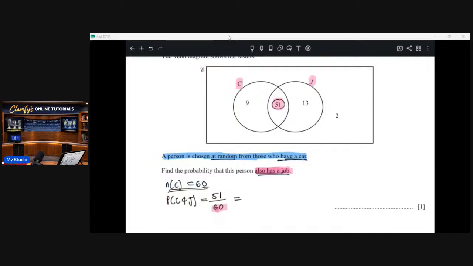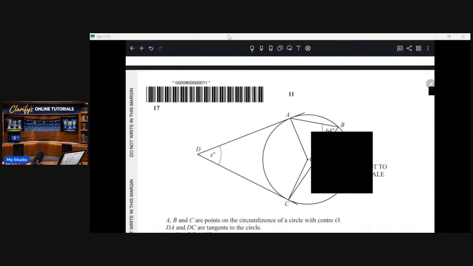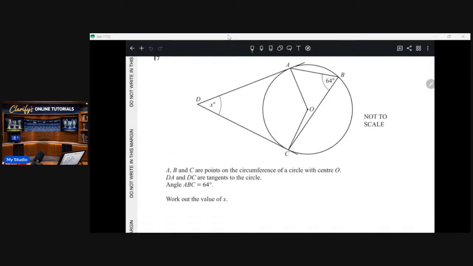It's what? 17 out of 20. Is that what you said? 51 over 60 can be reduced to 17 out of 20. So this becomes 17 out of 20. Anyway, you are done.